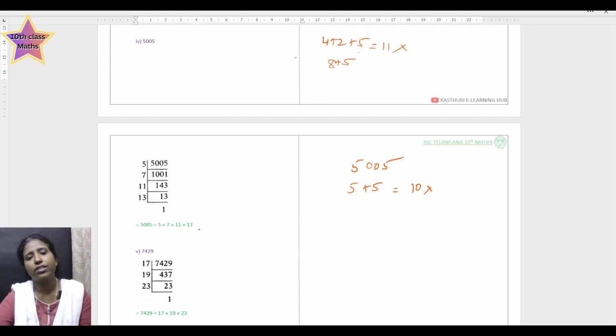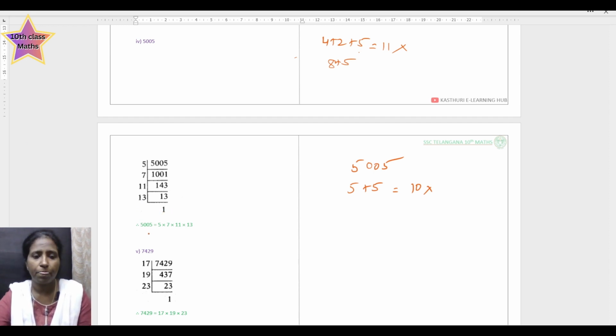So 143, again divisible by 2? No. Divisible by 3? No. Divisible by 5? No. Divisible by 7? No. Then what's the next prime number? It's 11. So if you divide 143 by 11, you get 13. Okay, 13 is a prime number. So there are no other factors.